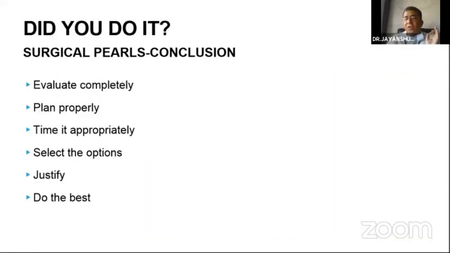So, to conclude, we have to evaluate completely, which has been properly done throughout this IC. We have to plan properly, we have to time it appropriately, we have to select the options, we have to justify what we are choosing, and then we have to do the best.